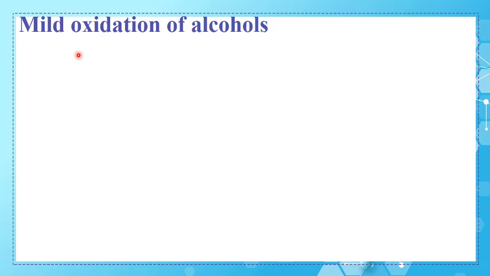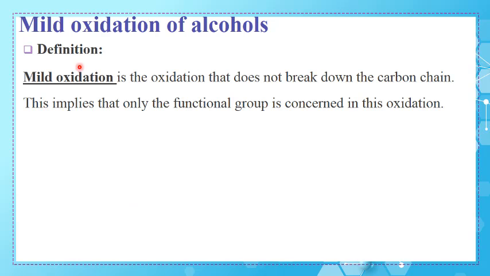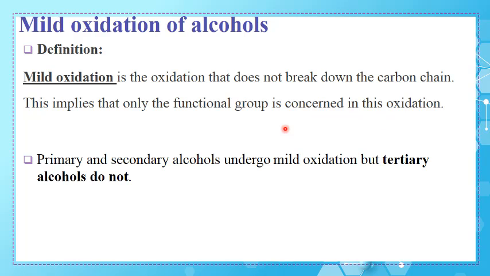What is mild oxidation? This is the definition. Mild oxidation is the oxidation that doesn't break down the carbon chain. This implies that only the functional group, which is hydroxyl in the case of alcohol, is concerned in this oxidation. Note that primary and secondary alcohols undergo mild oxidation, but tertiary alcohols do not.